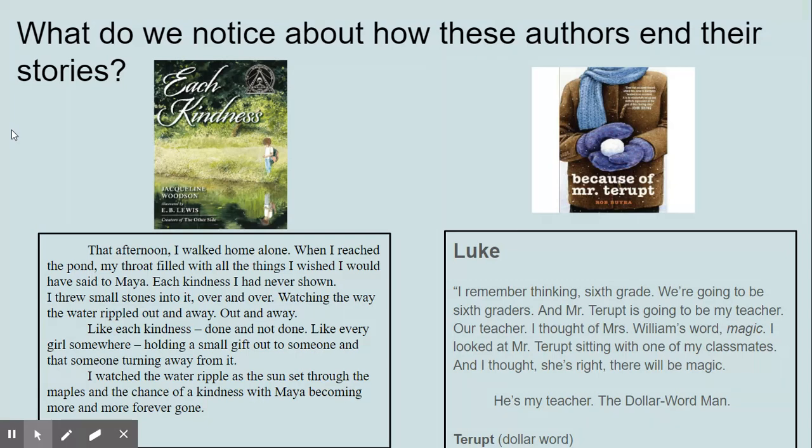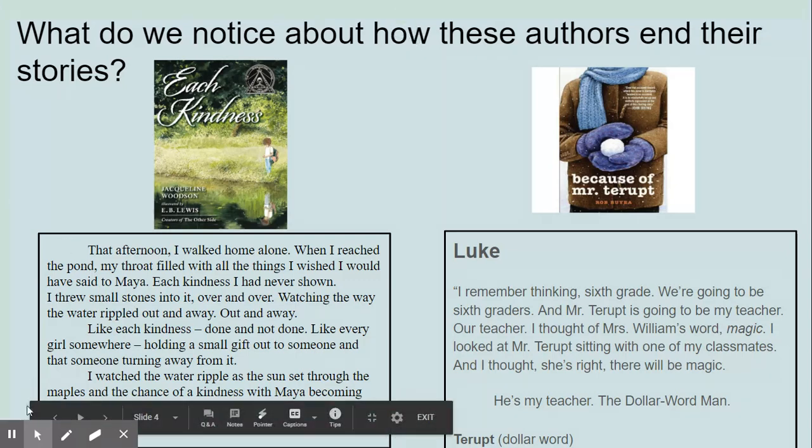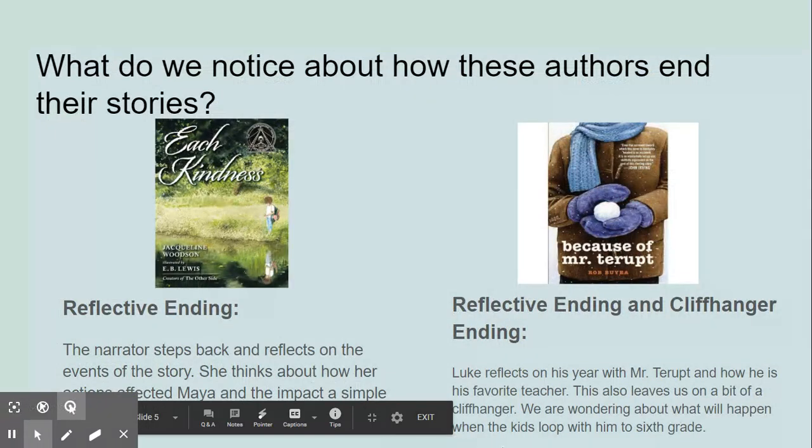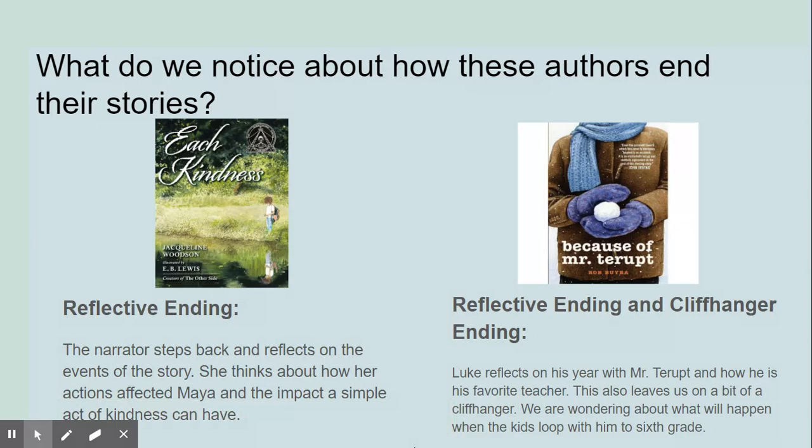Churupt, dollar word. So take a minute, think of what we noticed, and we're going to pause the video and discuss how these authors ended their stories. All right. So Jacqueline Woodson, our author of Each Kindness, she used a reflective ending. In a reflective ending, the narrator steps back and thinks about the whole story and all the events that happened. So our narrator, Chloe, thinks about how her actions affected Maya and the impact a simple act of kindness could have had on her. So she reflected back through the whole story.